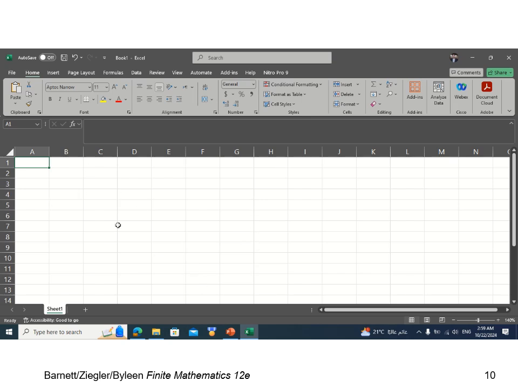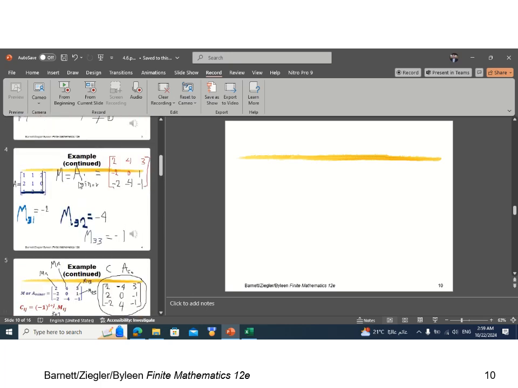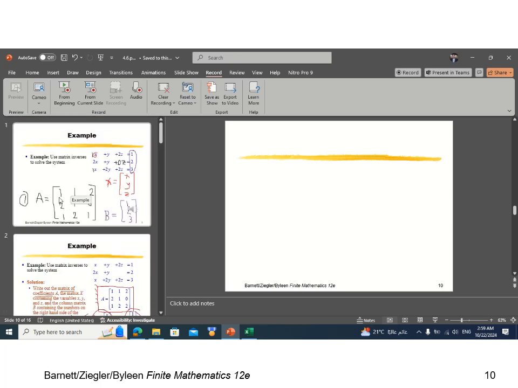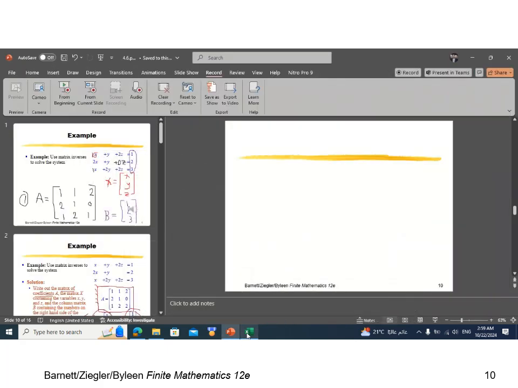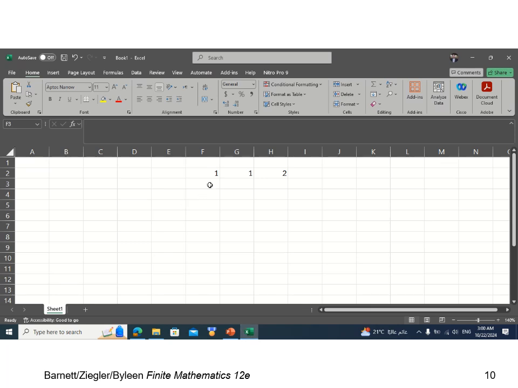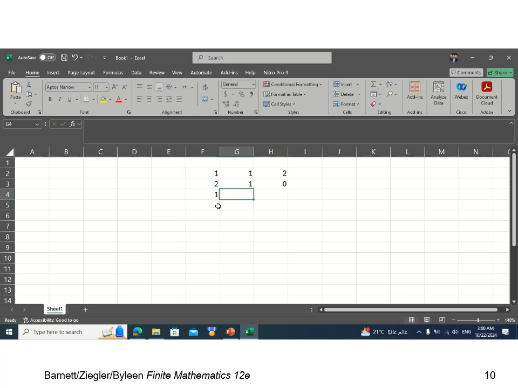As we said, we are going to use Excel to help us solve this equation system. First, we have the matrix A: we will write it down, 1, 1, 2. The second row is 2, 1, 0. The third row is 1, 2, 1.